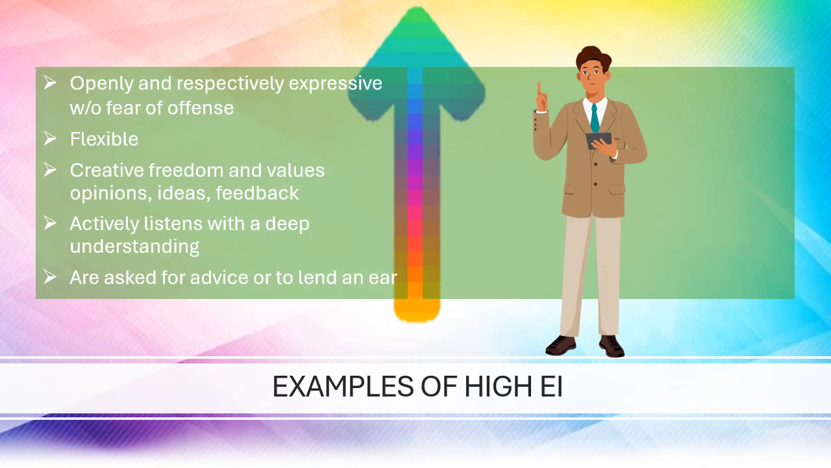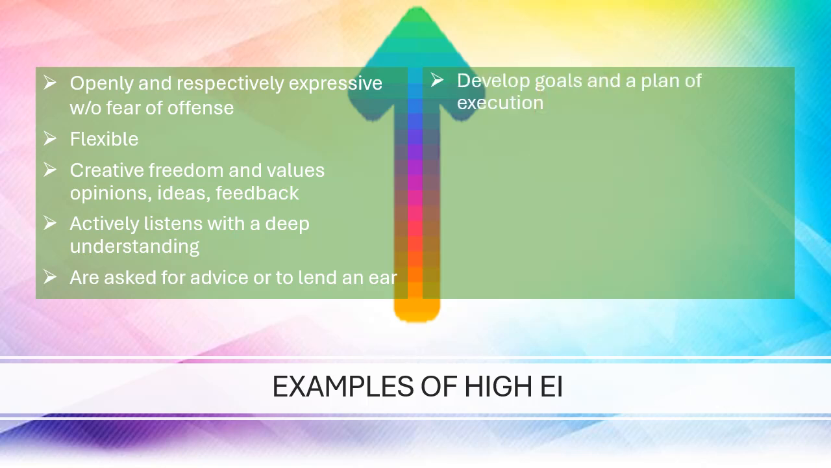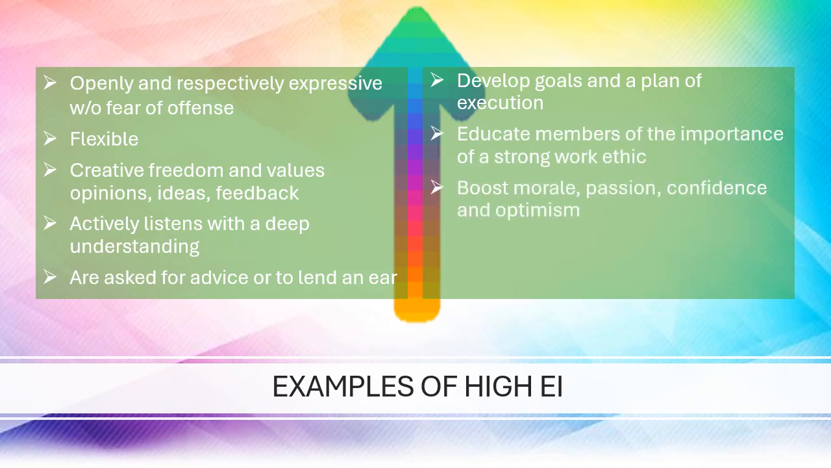Here are examples of how professional leaders use EI to manage their teams. Develop goals and a plan of action to execute them efficiently. Educate members of the importance of a strong work ethic. Boost morale, passion, confidence, and optimism. Welcome change. Foster cooperation and trust.